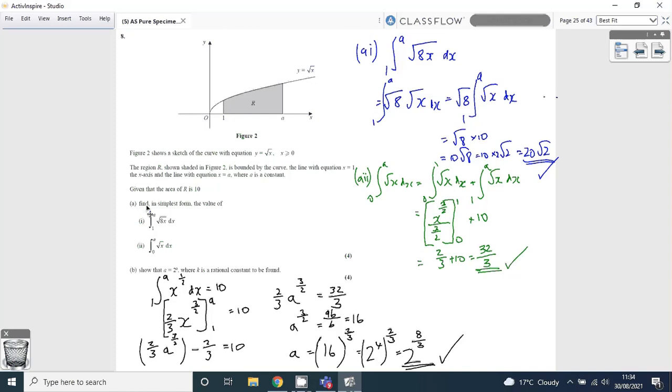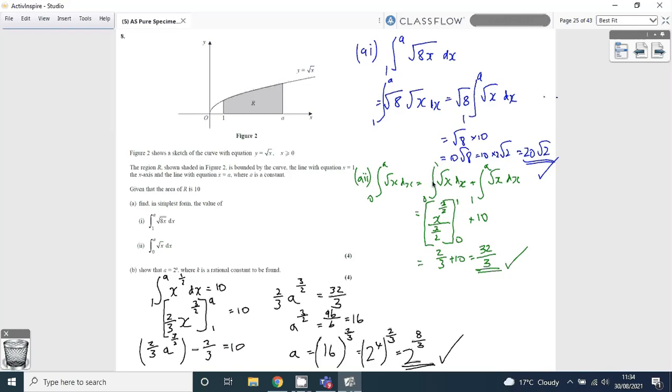The question asks for it in its simplest form. Now root 8 is 2 root 2. 10 lots of 2 root 2 is 20 lots of root 2. Now for part 2, the area under the graph between 0 and a is the area between 0 and 1 added together with the area between 1 and a, which we know to be 10.